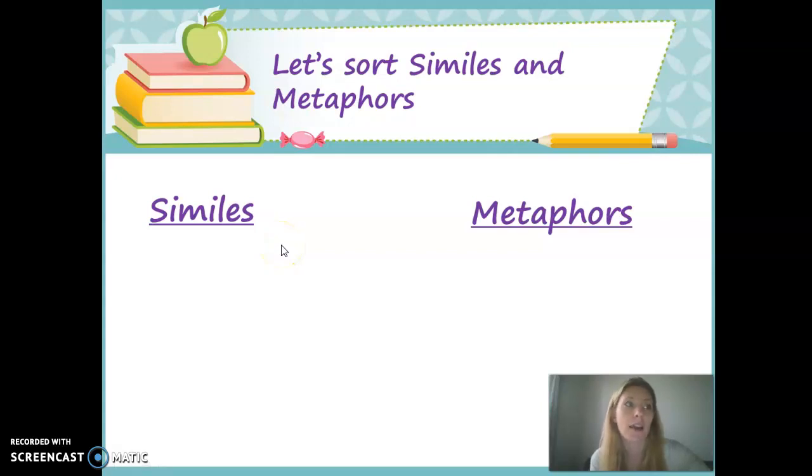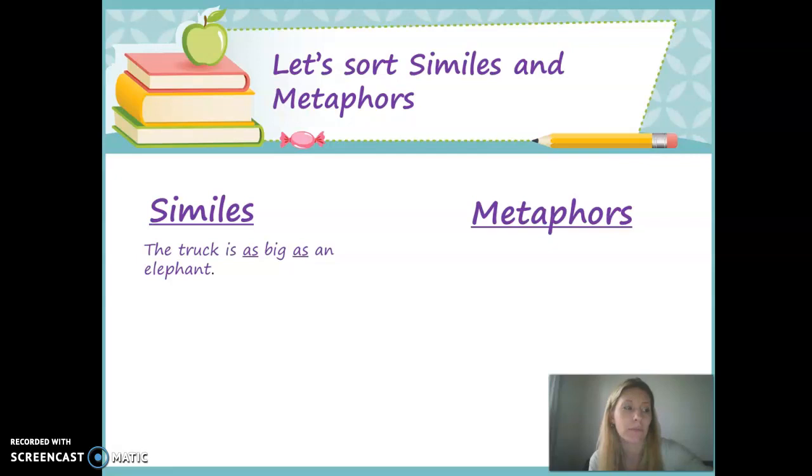The truck is as big as an elephant. Listen again. The truck is as big as an elephant. Should that go under simile or metaphor? Correct. The truck is as big as an elephant is a simile. Notice the word as has been underlined in the sentence. We are comparing the truck to an elephant.